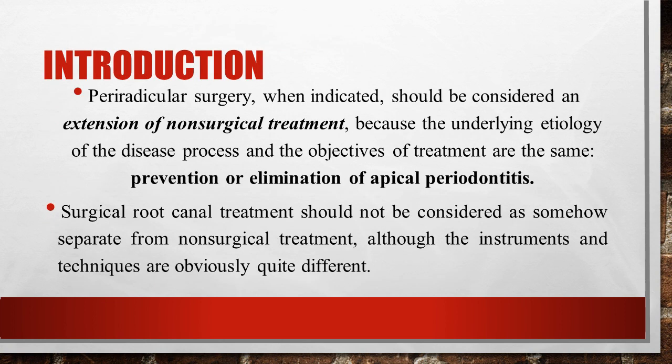Okay. So, what is periradicular surgery? It is supposed to be considered as an extension of your non-surgical treatment. By non-surgical treatment, I mean your regular endodontic therapy. So, why is it considered an extension? Because the objectives of your treatment are going to be the same. At the end of the day, even with your surgery, you wish to prevent or eliminate the formation of apical periodontitis. So, it should not be considered as something separate from your non-surgical treatment. It should be considered just an extension, even though the instruments and the techniques which are used are going to be different.